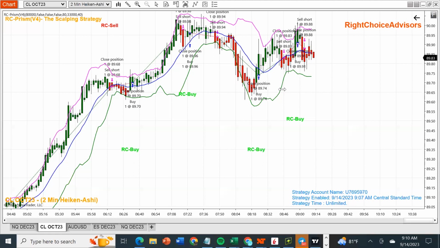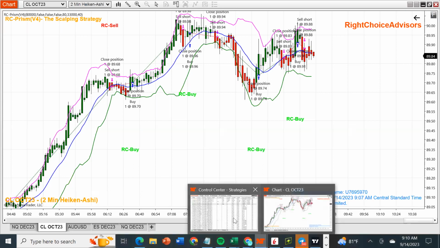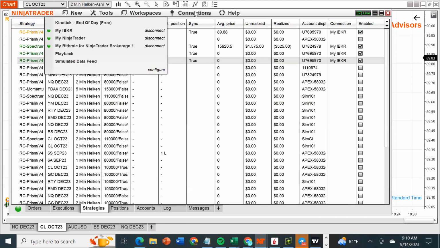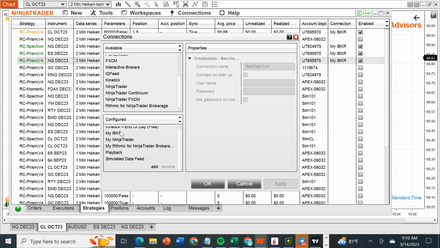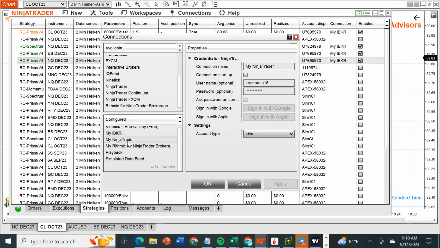I have shown you, when you go to connections, just like you connected this Rhythmic, in the same way you can connect to a Ninja Trader personal account or my IBKR. You have to just go to configure, and then select IBKR. Once you select IBKR, you provide your credentials. That's it. Or you provide your Ninja Trader credentials, and once you connect, all those accounts will get connected.